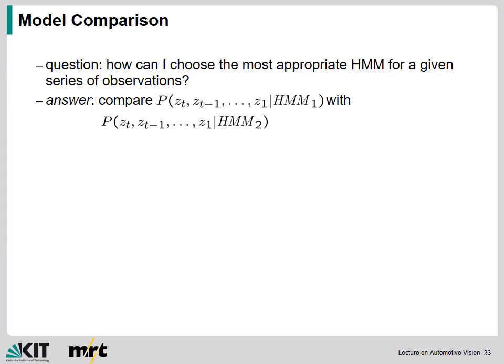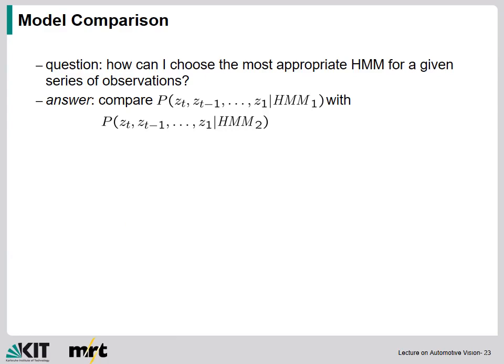The answer is that we consider some probabilities, which are sometimes called the evidences. That's a probability of making a certain sequence of observations given a certain hidden Markov model. So if we assume that we have two different hidden Markov models, one for the defensive driver and one for the aggressive driver, we might ask, how likely is it that a certain sequence of observations occurs under the hidden Markov model of the careful driver, and how likely is it that we observe this sequence if we are dealing with an aggressive driver. So these are the probabilities that we are considering.